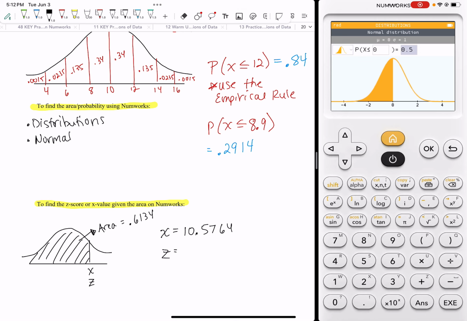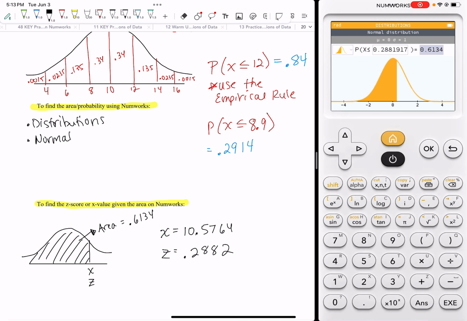Okay, and now again, we're going to type in that area again. So scoot over, 0.6134. Hit OK, and there's your z-score, 0.2882, okay? Most common errors are typing the area in where the x is or vice versa. So just make sure that you're in the right position and that you have the right part of the graph being shaded. But that's all there is to it. The calculator makes this so simple, okay?